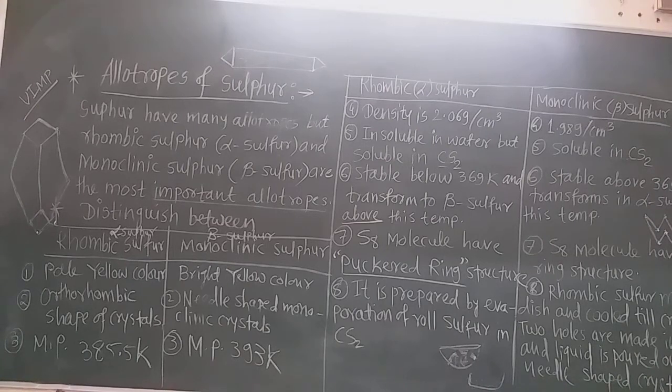Sulfur has the atomic number, what is the atomic number of the sulfur? 16. So how is the electronic configuration? 1s2, 2s2, 2p6, up to the 10 electrons are there. Then 3s2, 3p4. Such a type of electronic configuration.